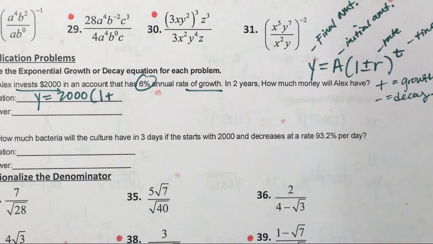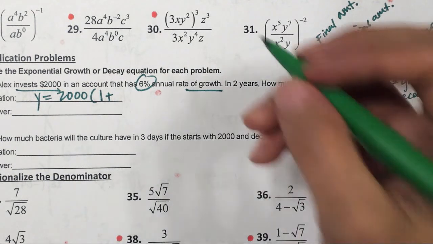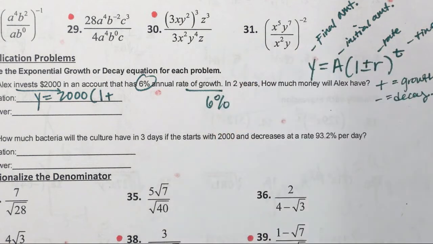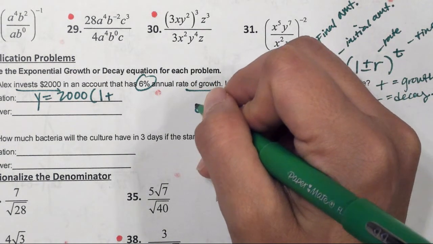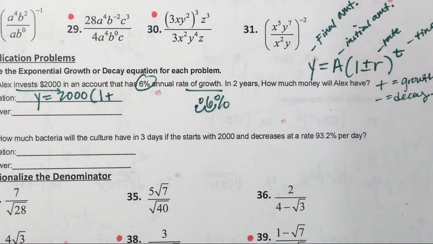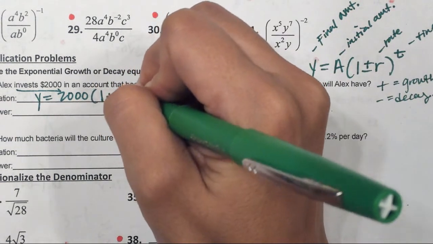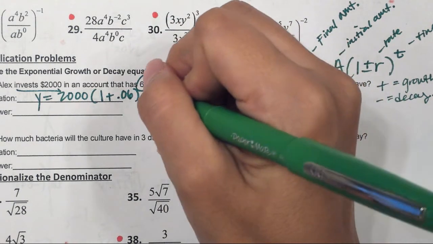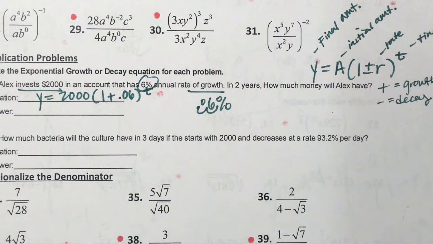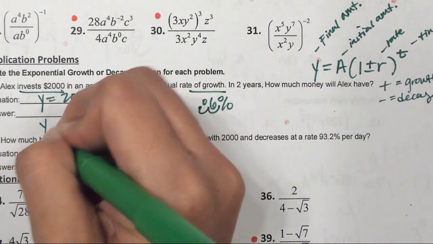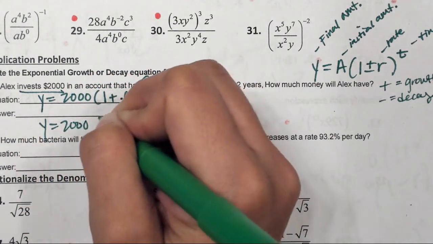And then my rate is 6%. But remember, in order to get it from a percentage to a decimal, I have to move the decimal back 2 spots. So 1, 2, it's going to be 0.06. And then it's raised to the t power. That's your final equation. Now they want you to find how much you will have in 2 years, so I'm going to use the exact same equation.